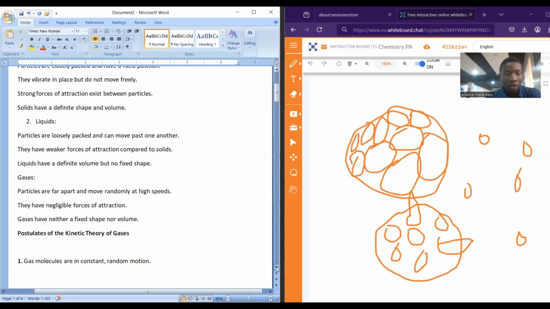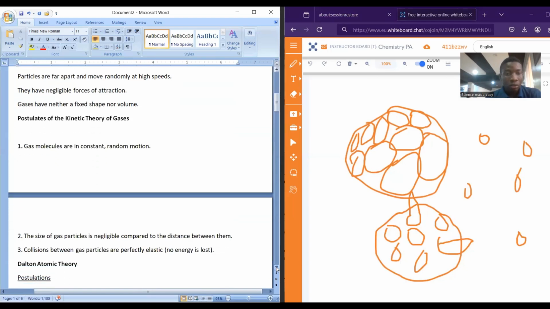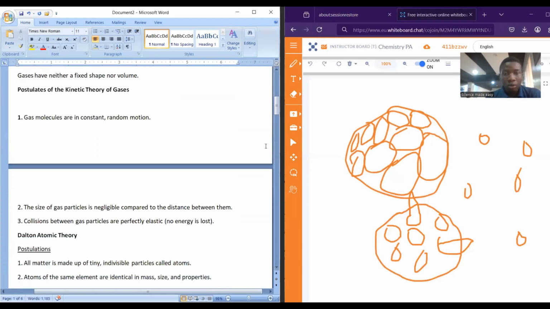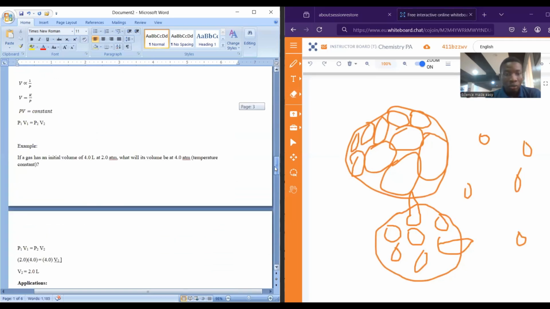So moving further, let's talk about the gas law. So we are moving to the gas law.